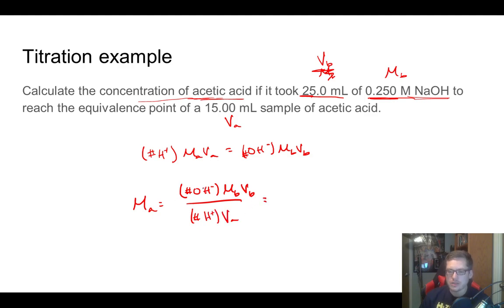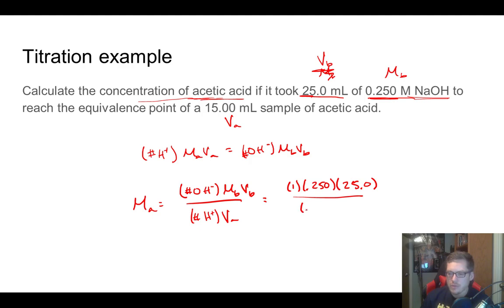Now we have to identify, how many hydroxides do we have? Well, NaOH has 1 hydroxide, so that'd be a 1. That was easy. And then the molarity of the base, that's 0.250. And then the volume of the base is 25 milliliters. Again, just like in dilution problems, it doesn't matter what our volume is. We just need to make sure we keep it equal. If we're going to use milliliters in one spot, we've got to use milliliters in the other spot. If we want to switch to liters, we've got to make sure we switch them all to liters.